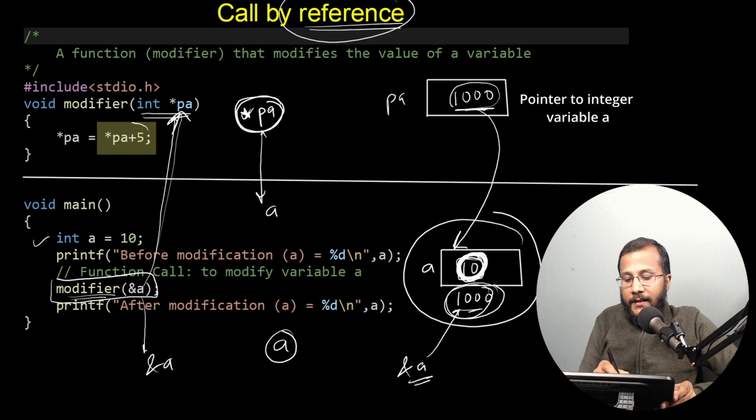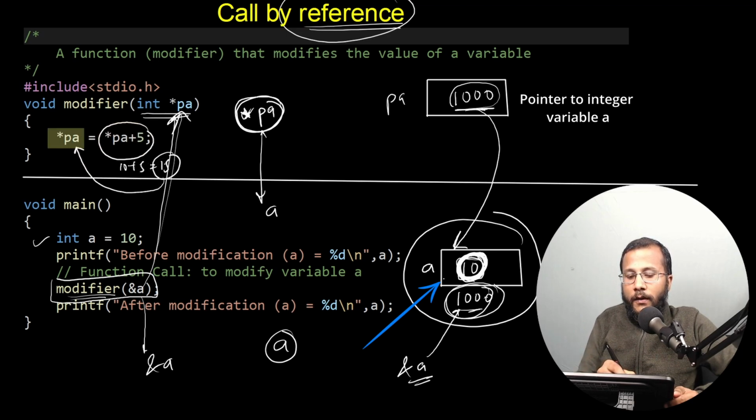So just look at this star PA plus 5. Star PA plus 5 is what? What is star PA? Star PA is as good as writing a. Which a? This a. So what is a plus 5? That is 10 plus 5. So this entire thing would be 10 plus 5, which is equal to 15. Now 15 is stored where? It is stored in a. Star PA is nothing but a, right? Star PA would take me here.